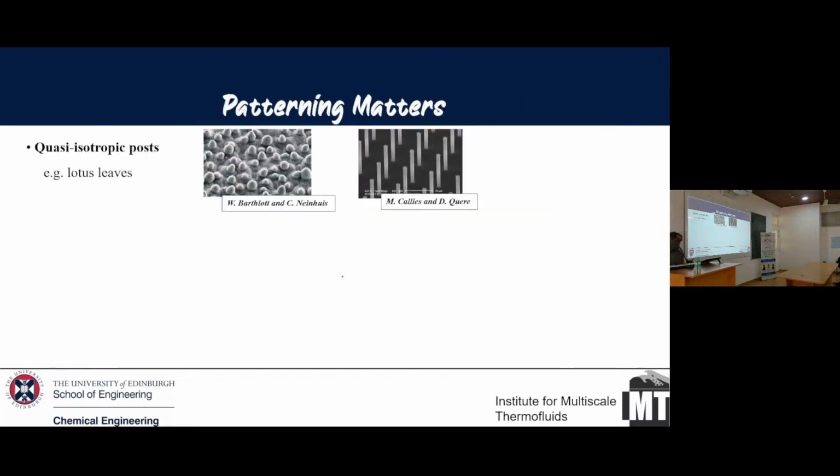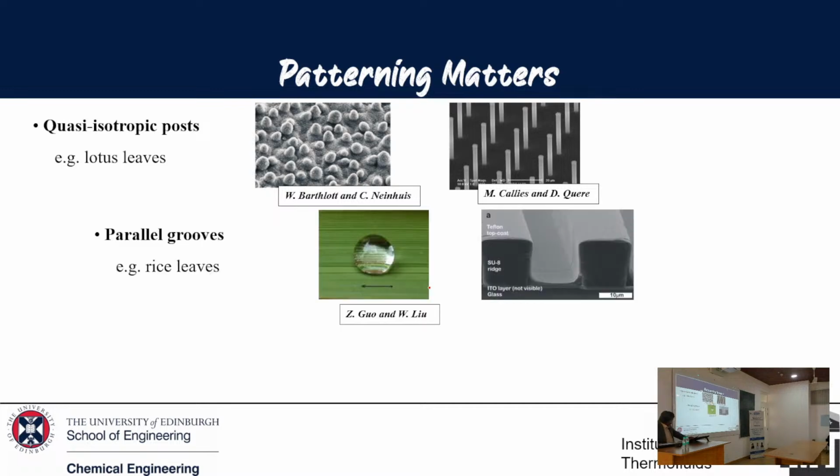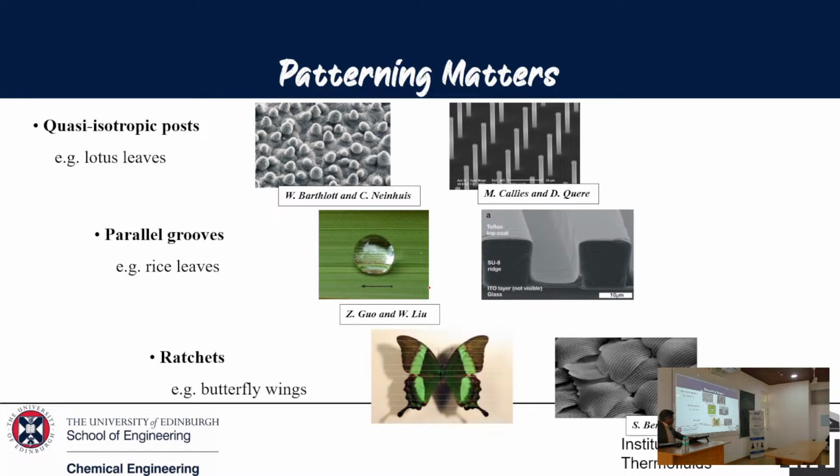And again, people have looked into various patterning methods as well as patterning configurations. You can see that people have put posts. David Carey himself was doing a lot of posts as well. They were not very successful, though. They themselves say that they're not fully successful in this. People have done parallel grooves to replicate rice leaves. People also have done butterfly wings because they're pretty hydrophobic, but at the same time they've got layers on top of each other.